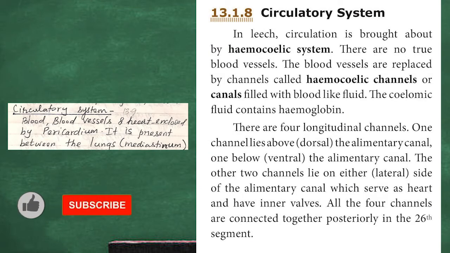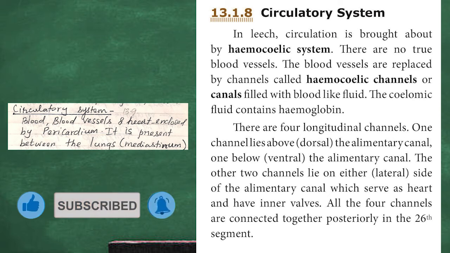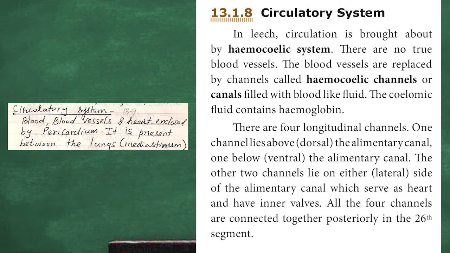Then next comes circulatory system of leech. In leech, circulation is brought about by haemocoelic system. There are no true blood cells. The blood vessels are replaced by channels called haemocoelic channels or canals filled with blood-like fluid. Coelomic fluid contains hemoglobin. Here I must tell that we have blood. The same way it has a liquid, it is called haemocoelic fluid. As our blood contains hemoglobin, its blood also has hemoglobin.